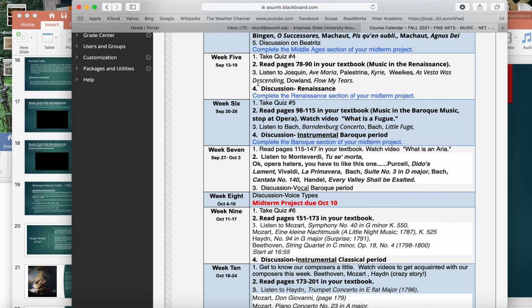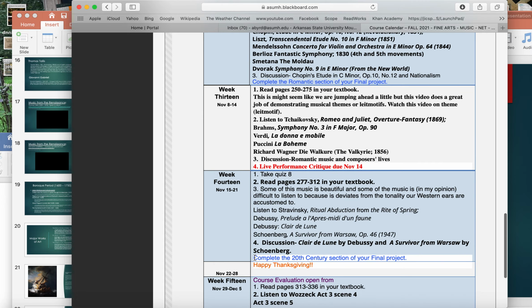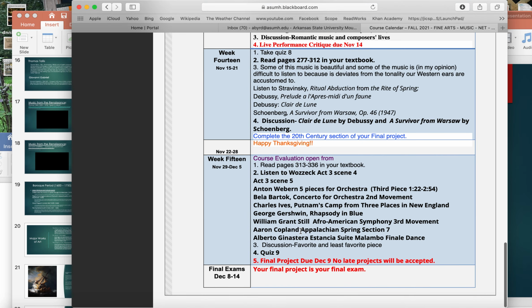When you get to week 4, we will have pretty much covered the Middle Ages, and then you have pretty much everything you need to complete that one section of your project. If you just go along and do a little section at a time, by the time week 8 comes along, you'll be done. Same thing for the final project. If you just do it a little bit at a time, by the time week 15 comes along, you're done.